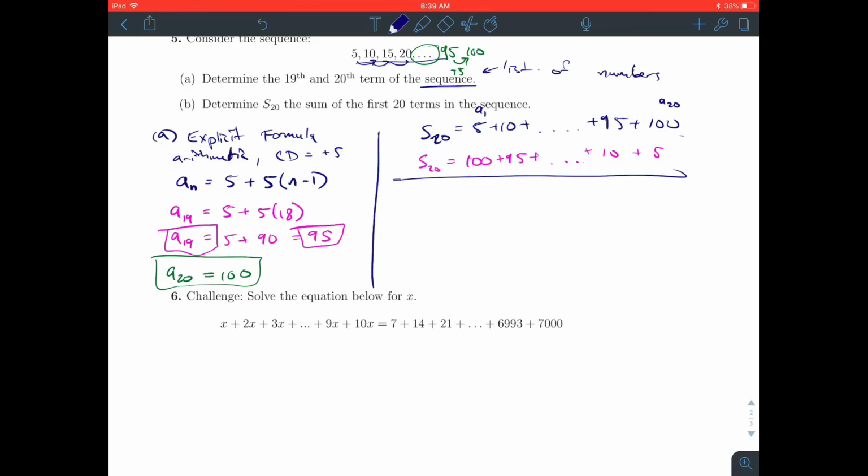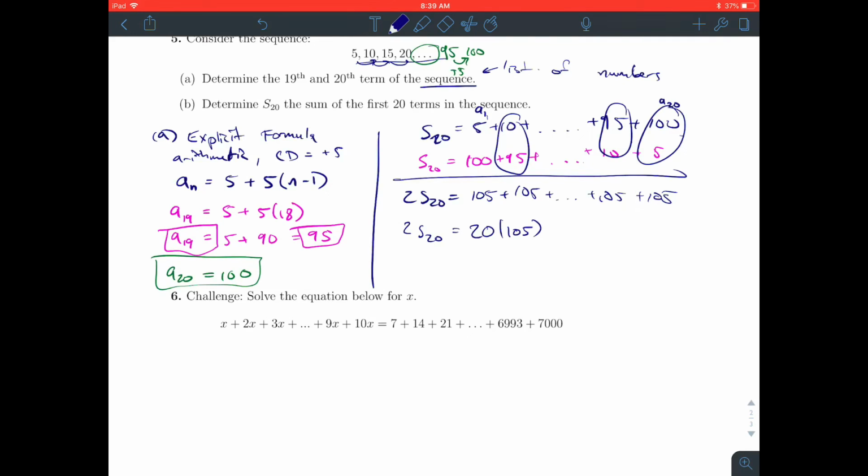So if we use the same trick that we saw before, adding the forwards and backwards version of the sum, we see that we get 2S sub 20 is equal to 105 plus 105 plus 105 plus 105. So we have a lot of 105s there. Because we're adding up the first 20 terms, and each column adds to 105, what we have is we've got 20 times 105.